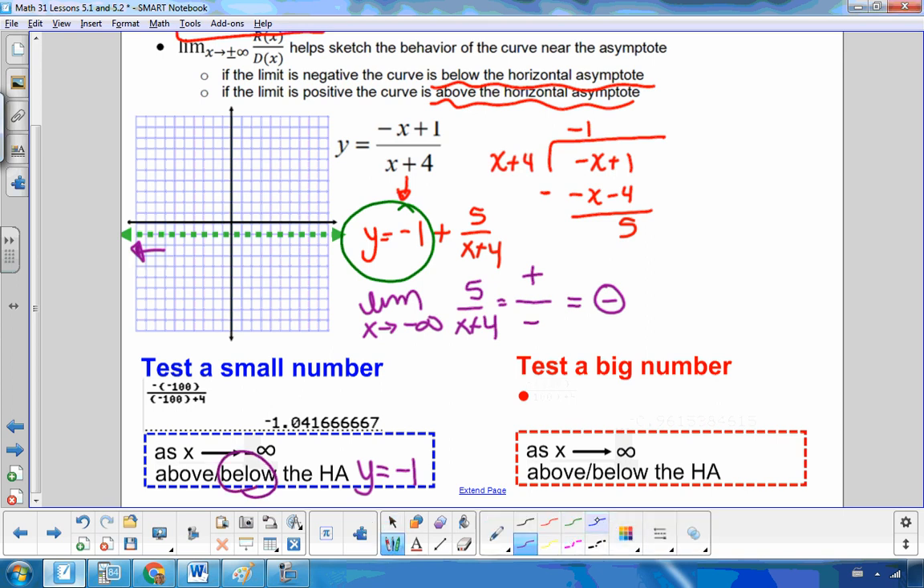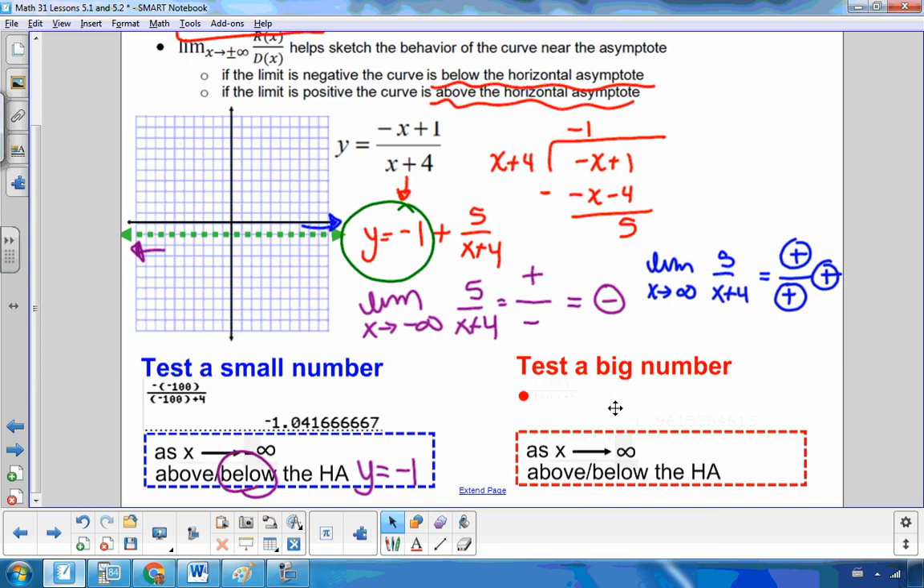Okay, let's do positive. So I want to look at the limit as x approaches positive infinity of 5 over x plus 4. So 5 is positive. If I have a really big positive number and I add 4 to it, I still have a positive number. And a positive divided by a positive is a positive. So I know as x gets infinitely big positive, I should be above my horizontal asymptote. Again, we can check that using that other method. Pick a big number like 100, plug it into the original equation, and you can see compared to my horizontal asymptote at negative 1, that number is bigger. So it is, in fact, above.